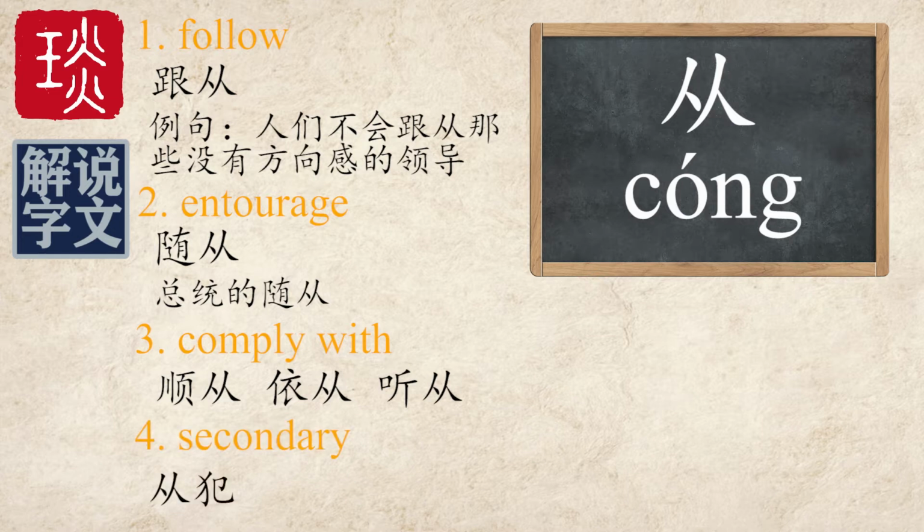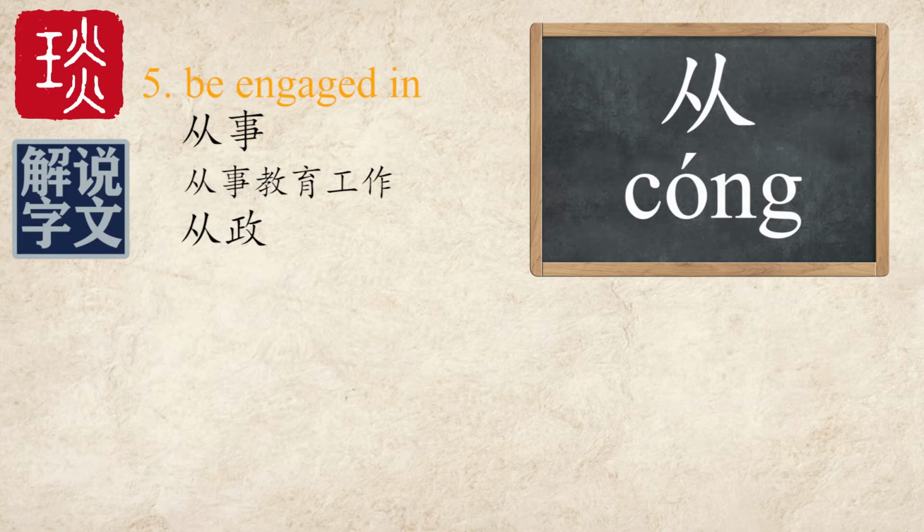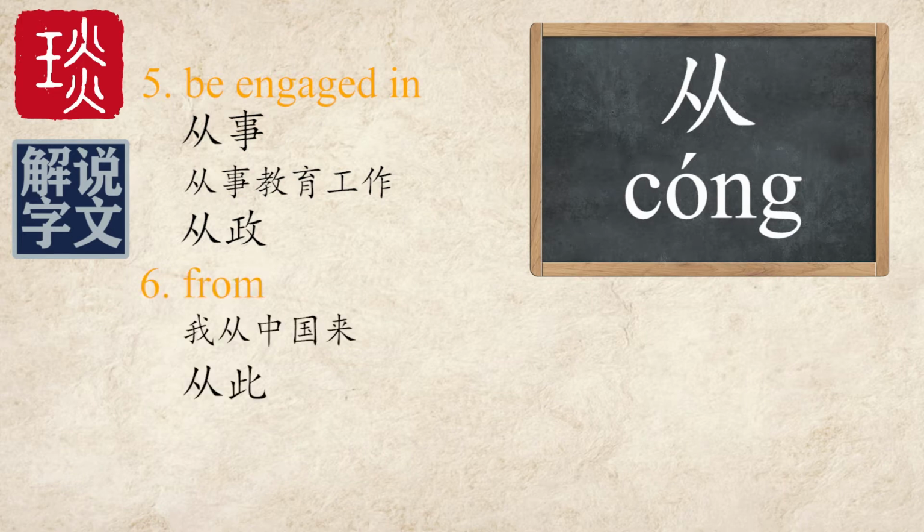从 can also mean secondary, 从犯, accessory criminal, the one who followed the main criminal. 从 also has other meanings that are not very close to its original meaning of following. Be engaged in, 从事教育工作。从政, go into politics. 从 can also mean from. 我从中国来, I'm from China. 从此, from now on.